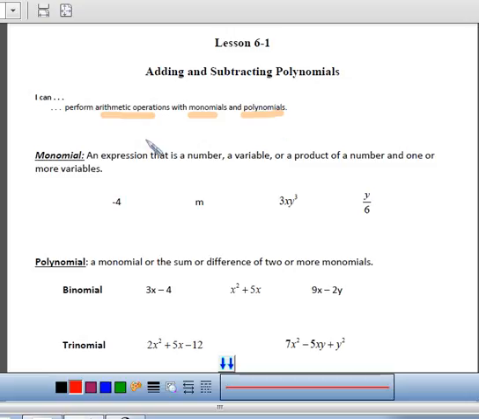So let's talk about a monomial. Monomial, it's actually not really named too well. You would normally expect it to be mononomial, and those words are Latin, meaning basically one name or one expression. So a monomial is an expression that is a number, a variable, or a product of a number and one or more variables. Basically, it is one term, a single term.